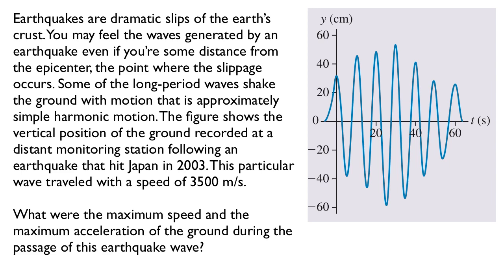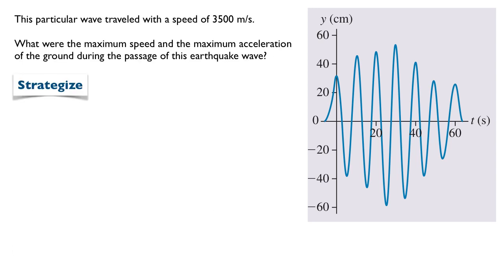Now I want to take a look at this problem right here. So I want you to pause the video, go ahead and take a second to read this slide through. Okay, now let's talk about this. And of course, the first thing we're going to do is strategize, okay? And this is the crucial information that was given in the passage. And so I've copied that here. The wave that produced this graph right here was traveling at a speed of 3,500 meters per second. We're looking for the maximum speed and the maximum acceleration of the ground during the passage of this earthquake wave.